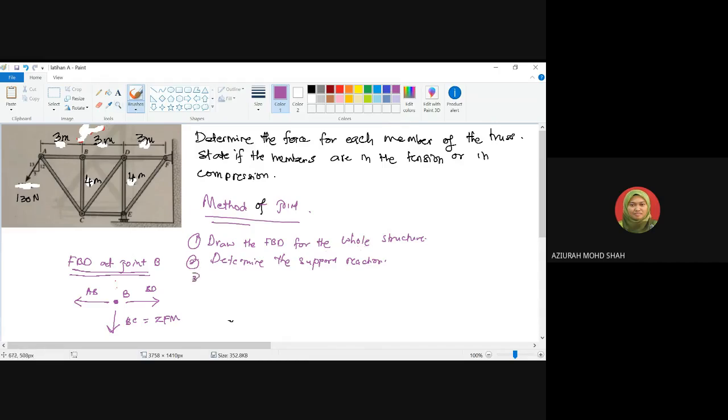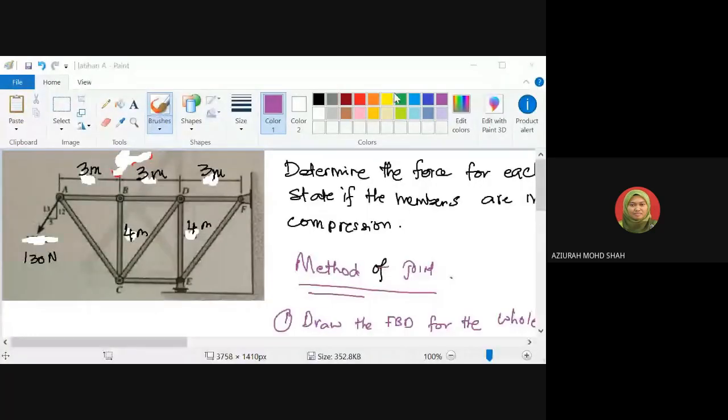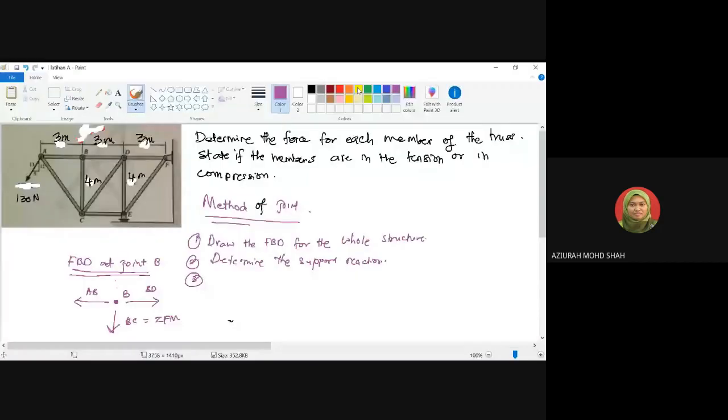Okay, in the meantime, sambil-sambil kamu dengar apa saya cakap tu, you can also try to draw the FBD. Try to find the support reaction. These are the things that you have learned in chapter 3. So it is easy for you. Benda yang senang kita dah belajar. Jadi tak ada masalah. Those who have problem then you have to find somebody ataupun you want to ask me directly.